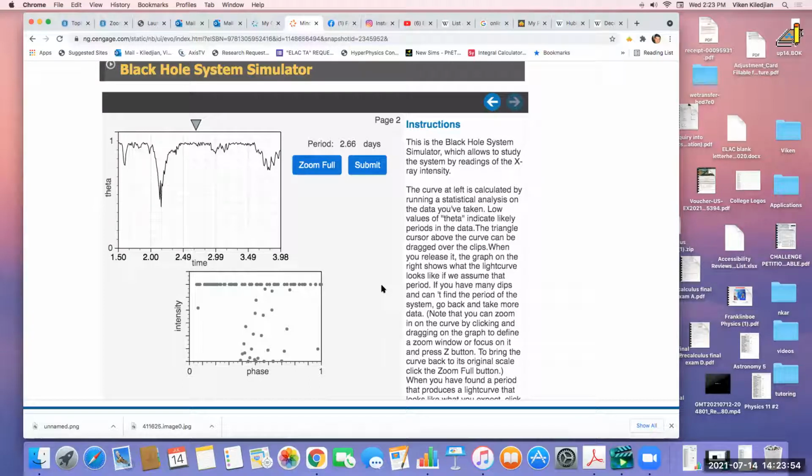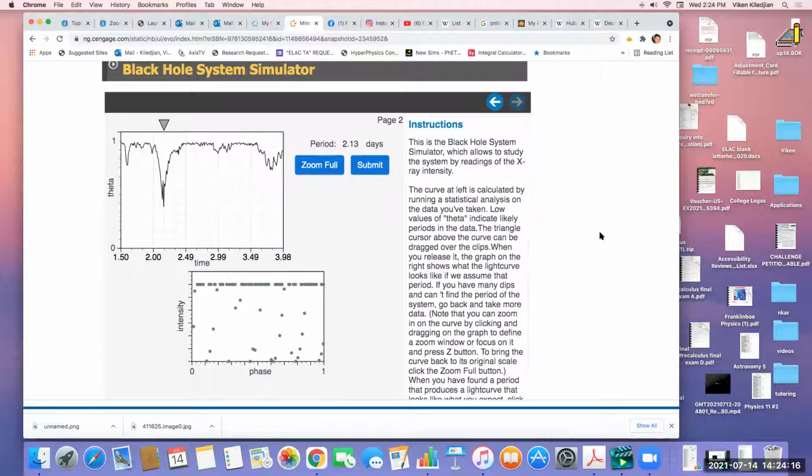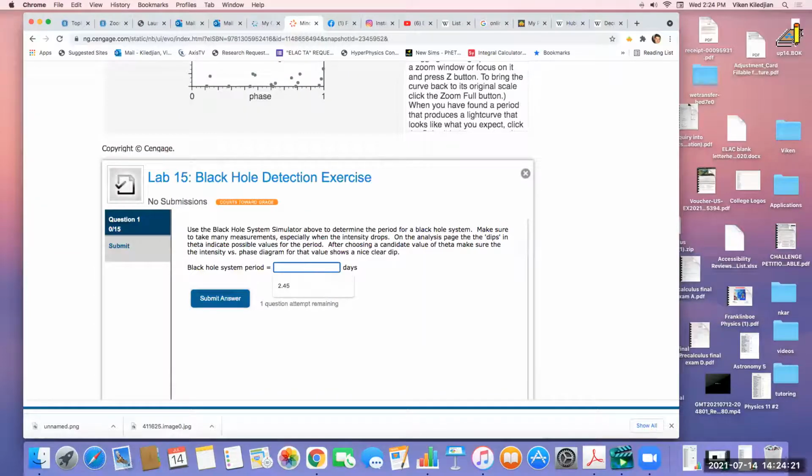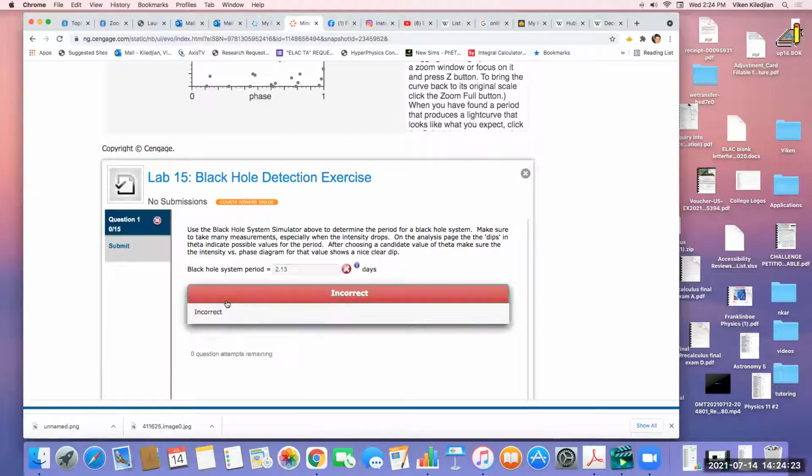Let's see if it would accept that, you see. So 2.66. I don't think it will accept this. 2.09, but we could try. Let's try putting in the biggest looking dip here, but here it's not that good, you see. But I just want to try for trial's sake. Put in 2.13.